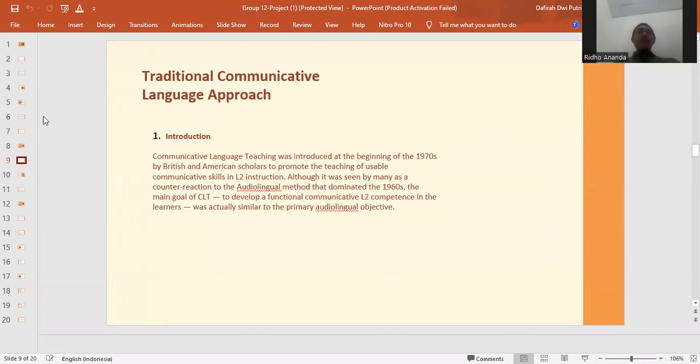For the introduction, communicative language teaching was introduced at the beginning of the 1970s by British and American scholars to promote the teaching of usable communicative skills in L2 instruction. Although it was seen by many as a counter-action to the audiolingual method that dominated the 1960s, the main goal of CLT, to develop a functional communicative L2 competence in the learners, was actually similar to the primary audiolingual objective. However, CLT pursued the communicative agenda in a radically different manner.